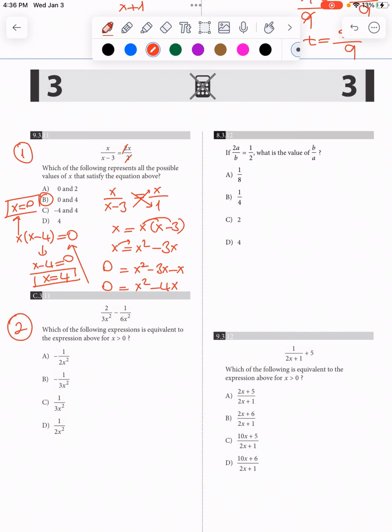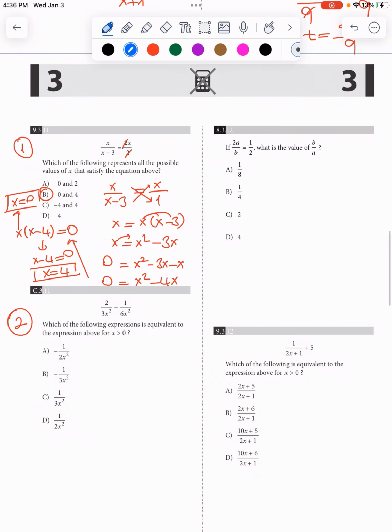For the next question, we have two different denominators. So to do any operation, guys, we have to make the denominators the same. That's why we multiply the second fraction by 2. So 2 times 2, 4. 3x squared times 2 is 6x squared, minus 1 over 6x squared.